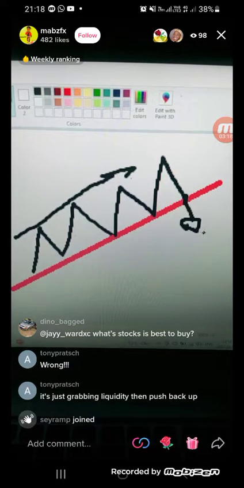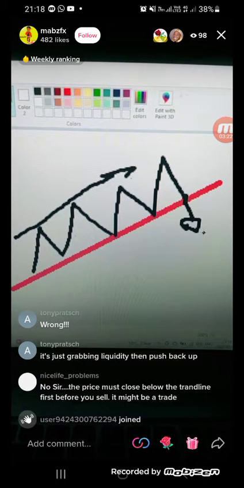So I remember somebody asked me, like, how do you see when the market is changing directions, okay? You see it with the trend line. You see it with the trend line breakout, right? Very, very easy.